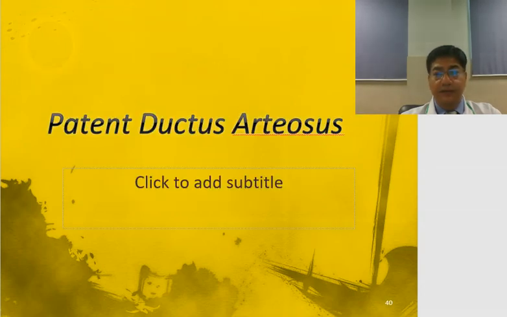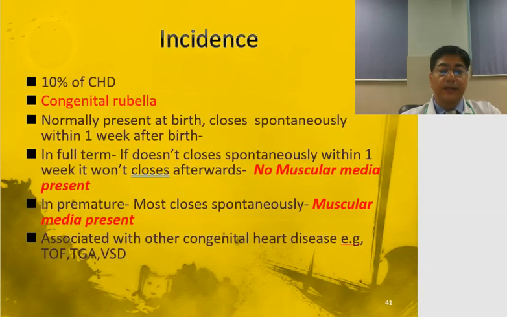Now we are going to discuss the third commonest defect, patent ductus arteriosus. Patent ductus arteriosus is a normal circulatory pathway in the fetal circulation, and it functionally closes in term babies within 72 hours, and in preterm babies sometimes it may take longer. There is a muscular component in the preterm babies, so you can use medication to close them.